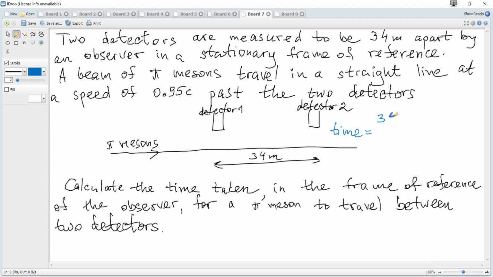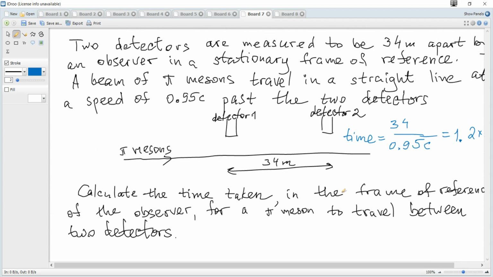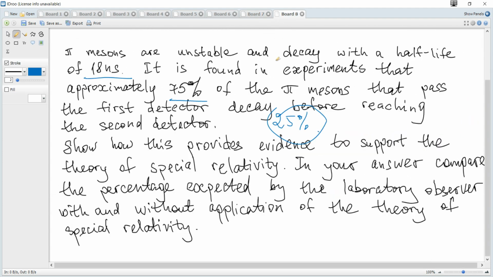It's 34 meters divided by the speed, which is 0.95 c, where c is the speed of light, 3 times 10 to the power of 8. And it becomes 1.2 times 10 to negative 7 seconds to two significant figures. The next.